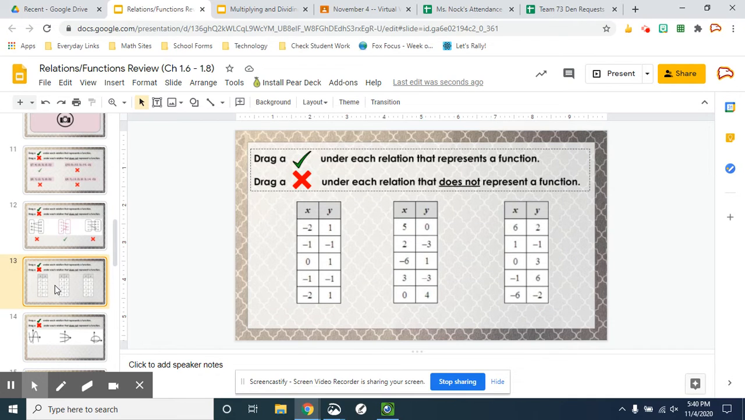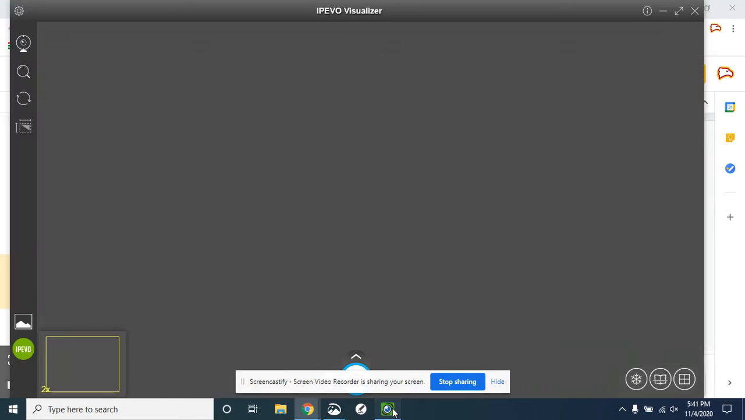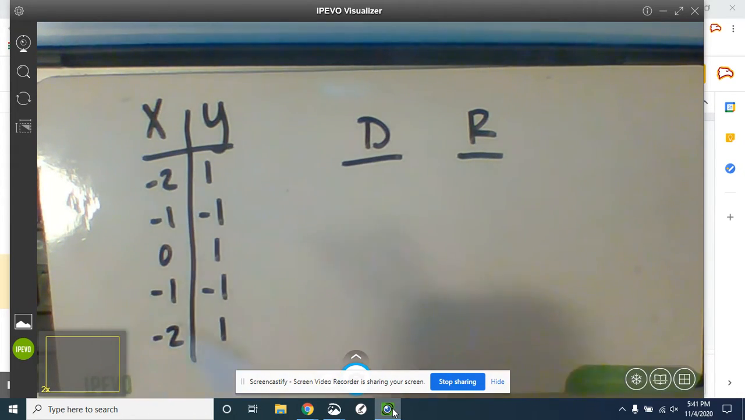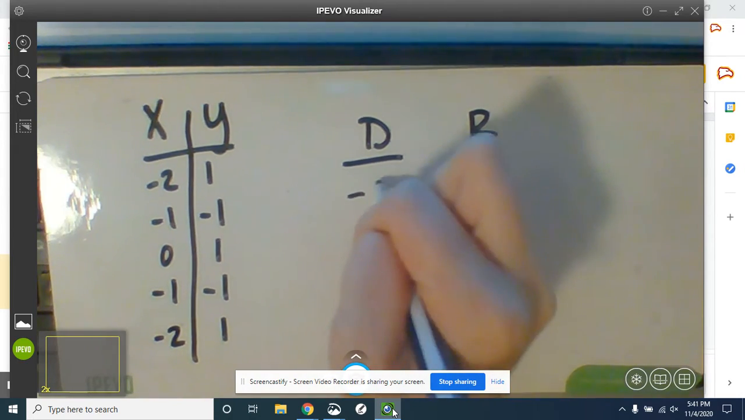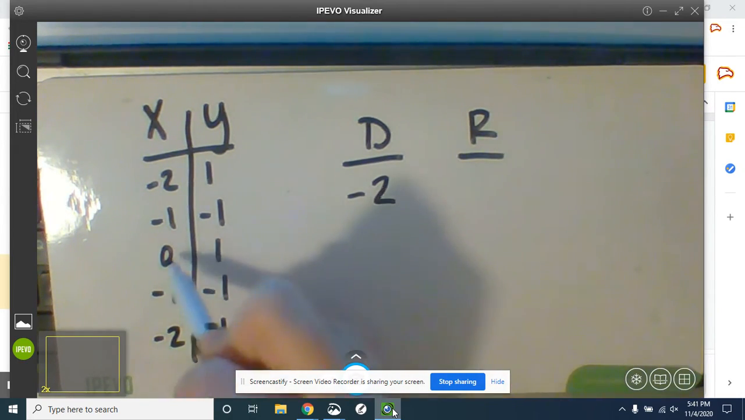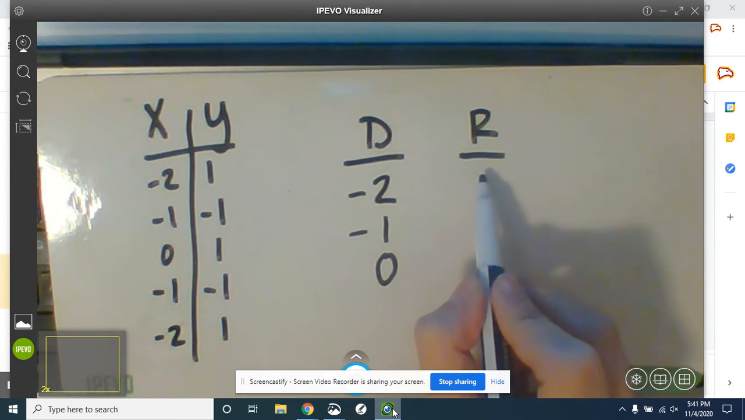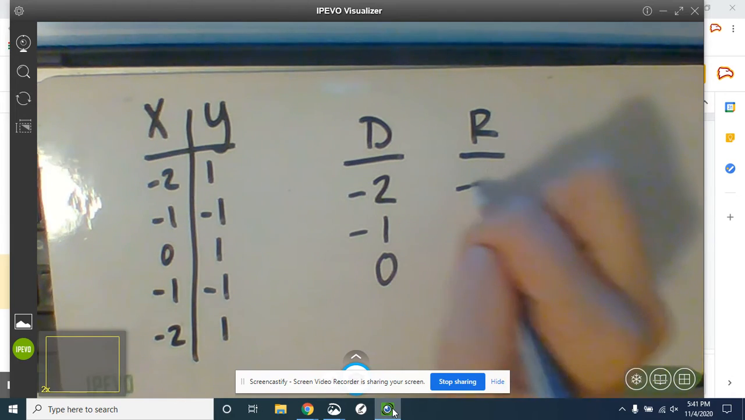All right, so for this one, I would also like to use a mapping. It will make it a lot easier. So for our first one, domain, we're looking at our X values, no repeats. There are repeats. The smallest one we have is -2. We only need to write it once. Then we have -1 and then 0. And for the range, we have -1 and 1.